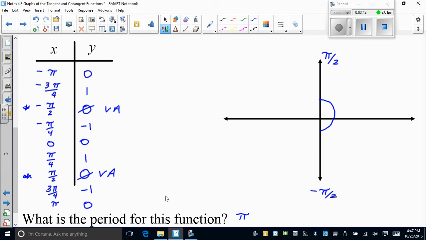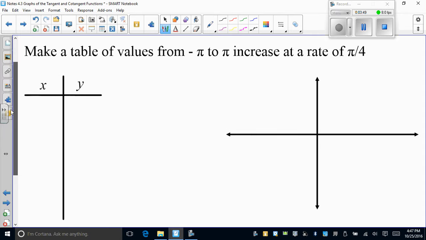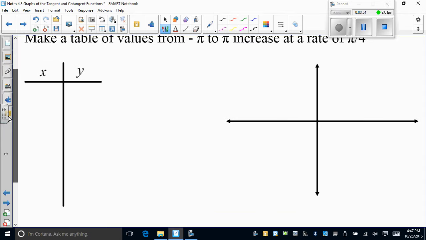Okay, so let's look at the second one. This is make a table. Again, we're going to make the table. We're looking at cotangent this time. So negative pi, negative 3 pi over 4, negative pi over 2, negative pi over 4, 0, pi over 4, pi over 2, 3 pi over 4, and pi.